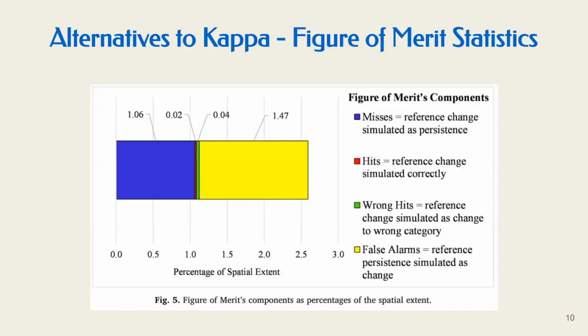The quantity and allocation of misses, hits, false alarms, and correct rejections is more telling than the aggregate statistic of the Kappa value. These results indicate where and how the model went wrong and can be improved. This figure shows a visual representation of misses, hits, wrong hits, and false alarms for a land change model simulation from the previous map shown.